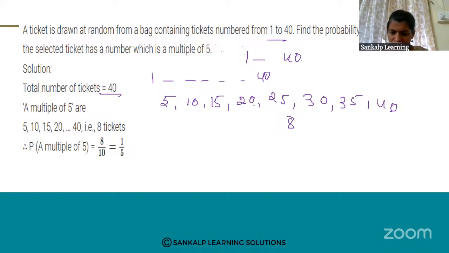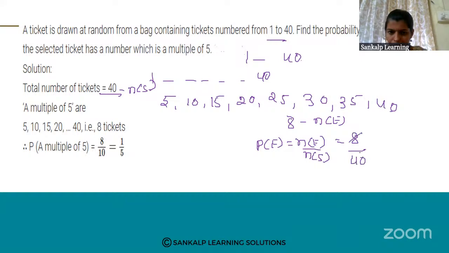So 8 tickets. 8 is the favorable outcome, n of E. So total number of outcomes is 40, that is n of S. So probability of getting a multiple of 5, P of E, is equal to n of E divided by n of S. So n of E is 8, n of S is 40. 8 ones are 8, 8 fives are 40. So you will get 1 divided by 5. This is the probability of getting a multiple of 5. Understood? Yes, my dear students.